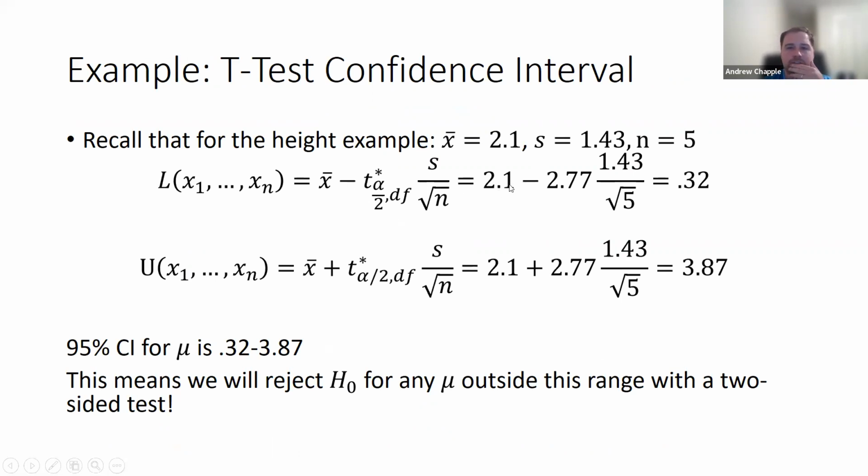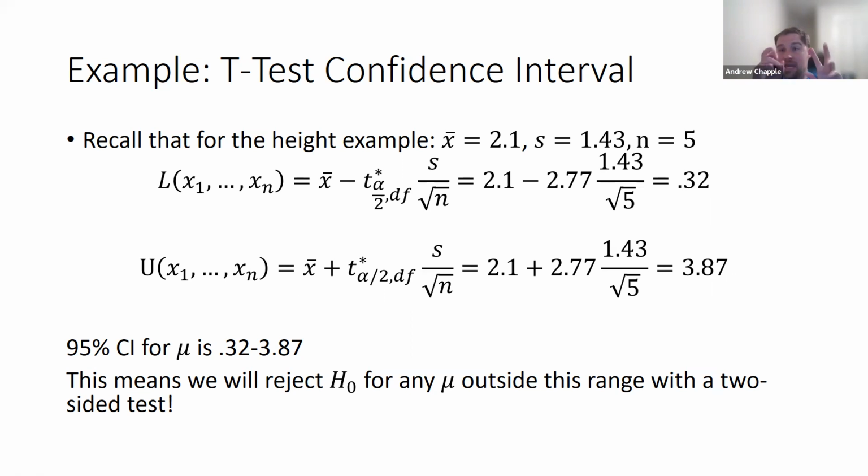So if I calculate my confidence interval, I can plug in the numbers, 2.1 minus 2.77 times 1.43, which is our standard deviation, divided by square root of 5, which is our n. This thing is 0.32, right? And then my upper bound here is 3.87. So that's my upper bound. So I can say a 95% confidence interval for the mean growth height between 7 and 8 years old is between 3.32 and 3.87. Now that also means that I'm going to reject the null hypothesis for any mu outside this range with a two-sided test.